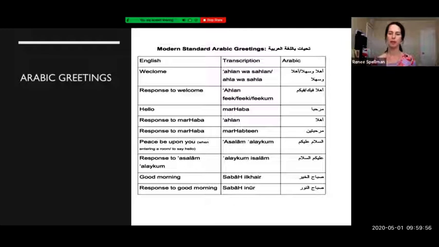So a way to say peace be upon you, which is also a common way for people to kind of say hello or to kind of announce themselves when they enter a room. You can say Assalam alaikum. Okay? And the response to that would be Wa alaikum assalam, which literally means and peace be upon you as well.